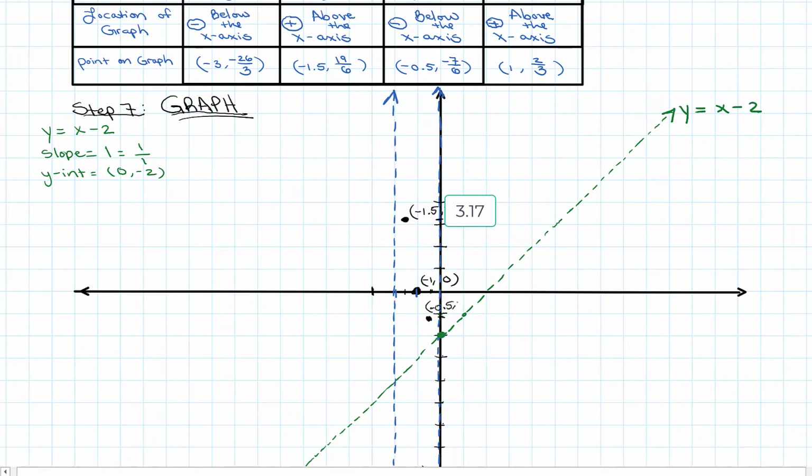All right, now that I talked about that, let's go ahead and finish plotting these points. How about (-0.5, -1 and 1/6)? Now, there was a part in step 5 that I forgot to do. Our functions can sometimes cross our horizontal and our oblique asymptotes.